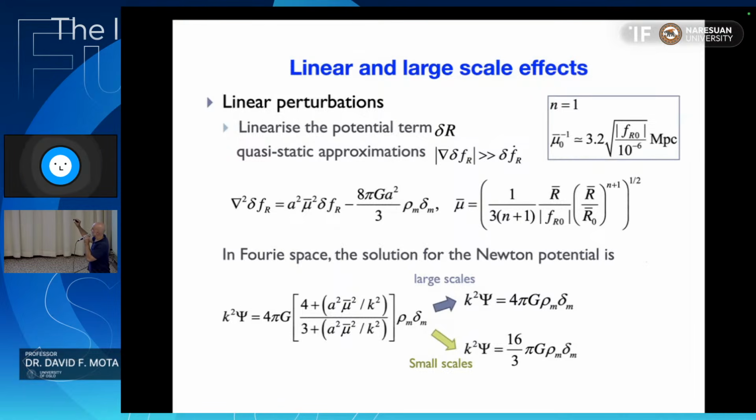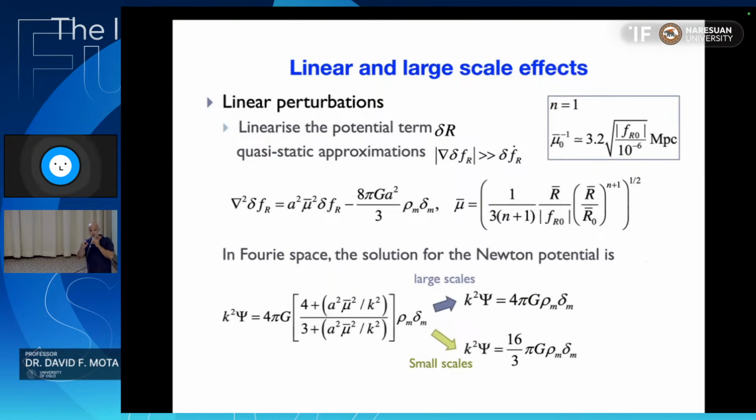Small scales, K becomes very large. So you can neglect these other terms. Okay, so it becomes 4 over 3. So 4 times 4 is 16, and the 3 survives. At very small scales, K becomes very large, so these terms become very large, so this is equal to 1. Okay, that's why.